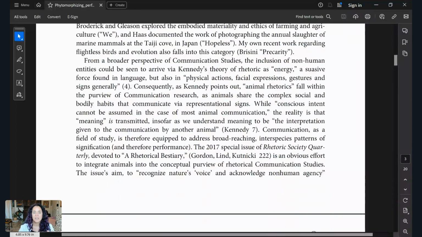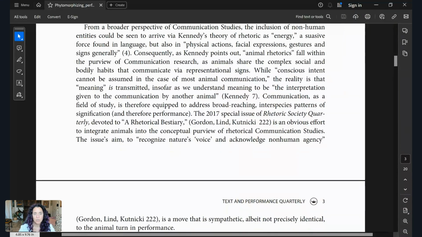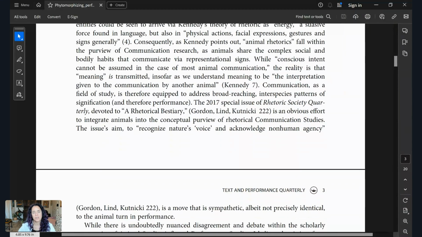From a broader perspective of communication studies, the inclusion of non-human entities could be seen to arrive via Kennedy's theory of rhetoric as energy, a suasive force found in language, but also in physical actions, facial expressions, gestures, and signs generally. Consequently, as Kennedy points out, animal rhetorics fall within the purview of communication research, as animals share the complex social and bodily habits that communicate via representational signs.